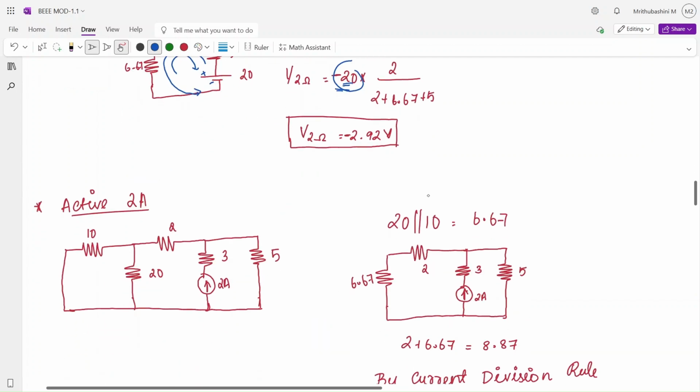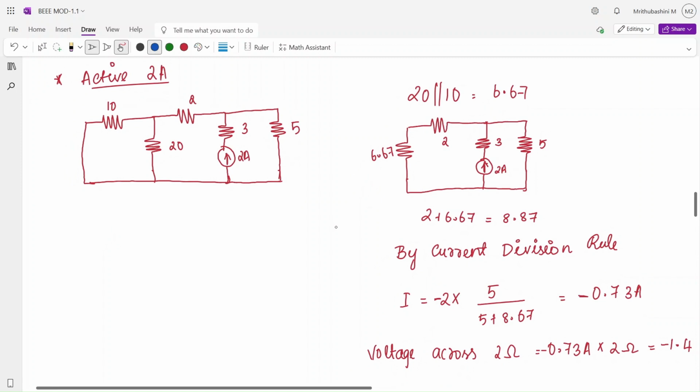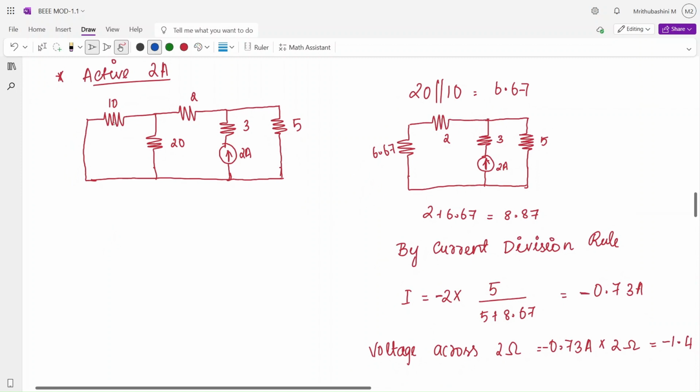Next, I'm making this 2 ampere current source active, and I'm shorting both the voltage sources right here. So here, if you see, I'll solve this 20 and 10 first. I have to find the voltage across the 2 ohm resistor. You'll get 6.67. Now here, if you see, this 3 ohm resistor will have the full current of 2 ampere, right?